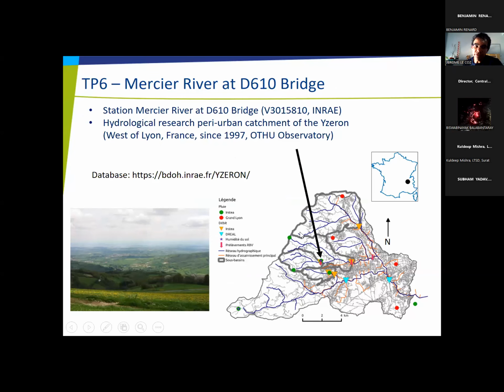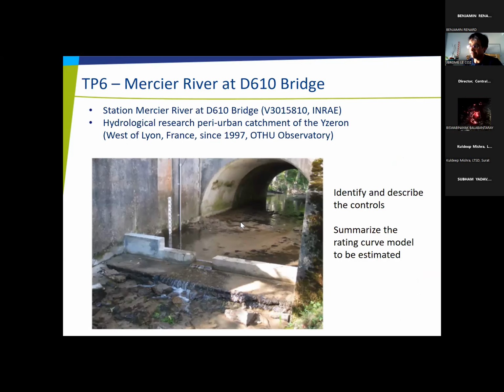Yes. So the Mercier River is one of our stations actually here. It's a hydrometric station of a research catchment we have near Lyon in the peri-urban catchment of the Izon River, where we study the effect of urbanization on the flows and the water quality. We have operated this station for several decades now, and it's located right here. It's a small catchment like this, quite rural, and the station is under a bridge.